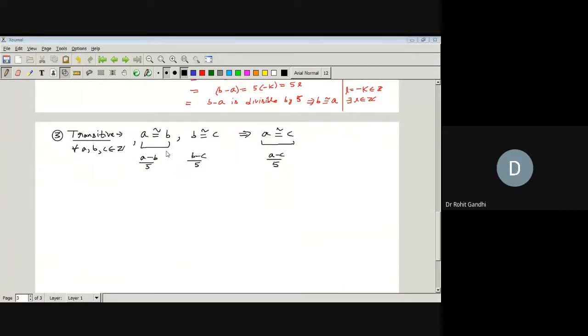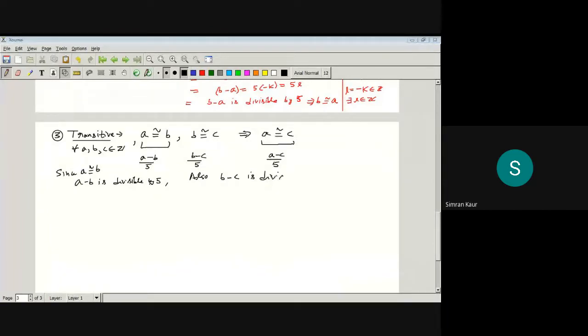So we are given that A minus B is divisible by 5, B minus C is divisible by 5, and we have to prove that A minus C is also divisible by 5. Yes, Simran? Yes, sir. So firstly, A related to B means A minus B is divisible by 5. Okay. Keep speaking. Okay, sir. So then B related to C is B minus C is divisible by 5. Okay, I have written this.